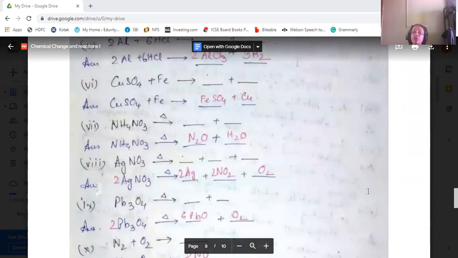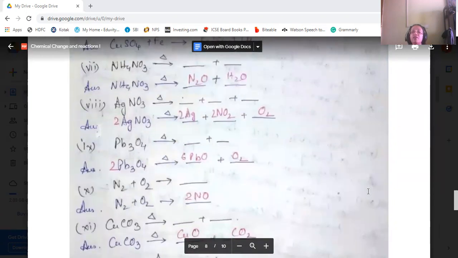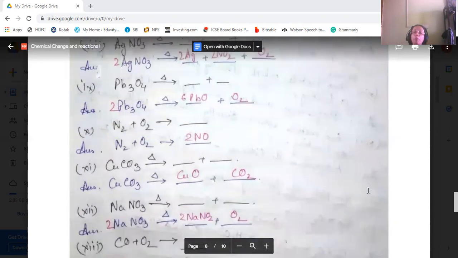Then ammonium nitrate, when heat is given, forms nitrous oxide and water. Silver nitrate decomposes on heating to form silver metal, nitrogen dioxide, and oxygen. Then trilead tetroxide on heating forms lead monoxide and oxygen, 6PbO and O2. N2 plus O2 combines to form 2NO. Then copper carbonate decomposes to form CuO plus CO2.